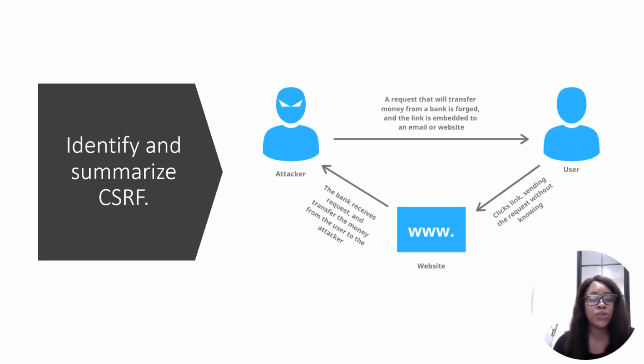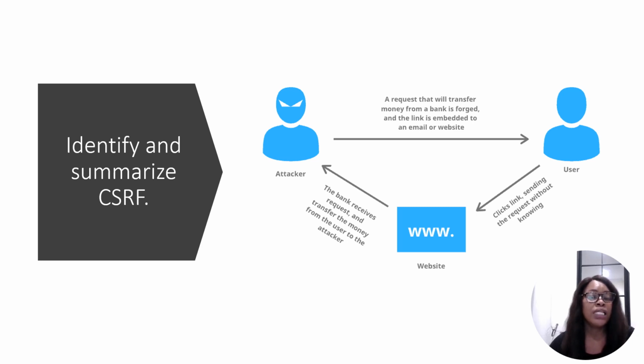Here is to identify and summarize CSRF, which is cross-site request forgery. CSRF is a malicious attack where an attacker tricks a user into performing actions on a website without their knowledge or consent. It takes advantage of the trust that websites have in users' browsers, and the ability to automatically include cookies in requests.